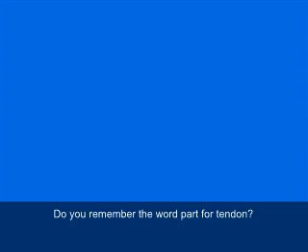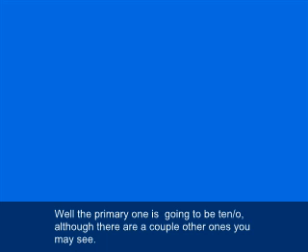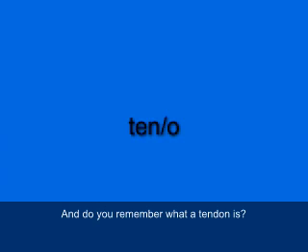Now the final part of the muscular system is the tendon. Do you remember the word part for tendon? Well, the primary one is going to be teno, T-E-N-O, although again there are a couple of other ones that you may see. And do you remember what a tendon is?